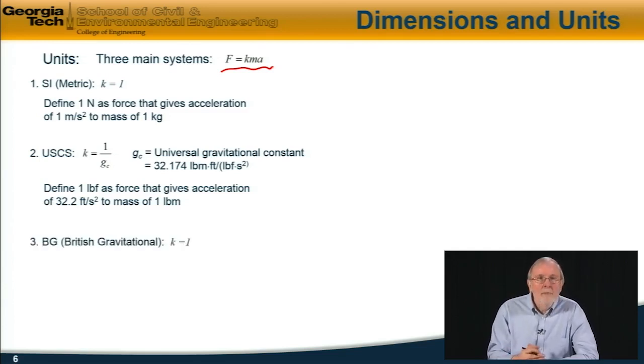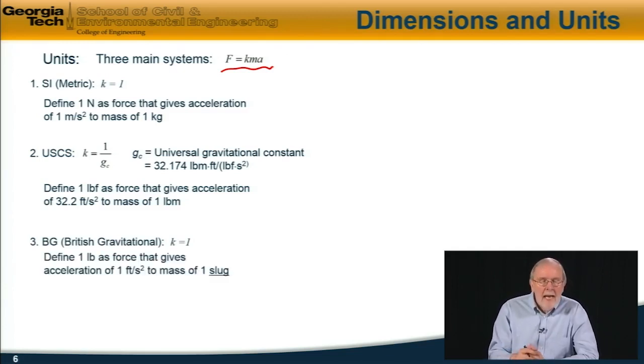There is a third system, the so-called British gravitational system, which also puts k equals 1. In this system, we define 1 pound as the force that gives an acceleration of 1 foot per second squared to a mass of 1 slug. So the unit of force is the pound, and we don't really need to put an F on the end to distinguish it anymore. The unit of force is the pound, and the unit of mass is the slug.